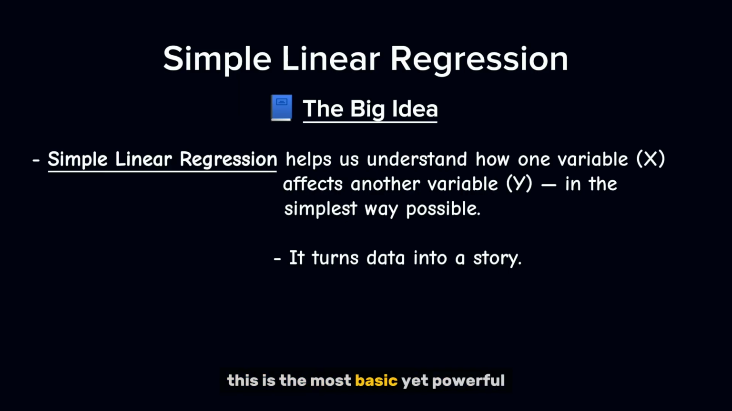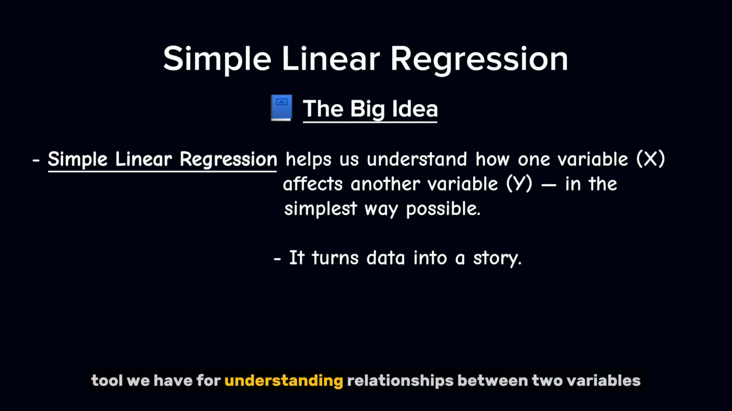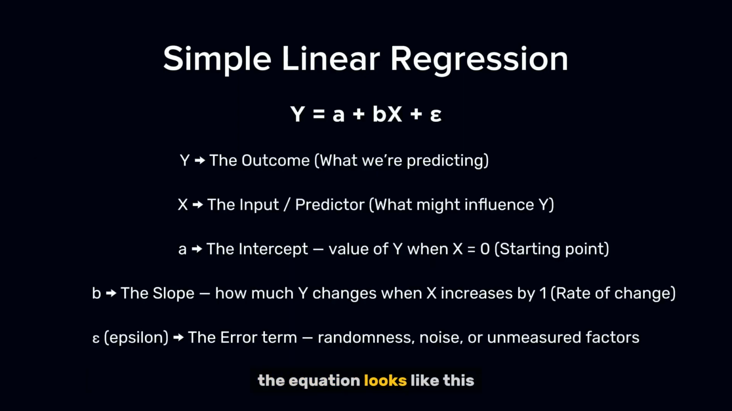This is the most basic yet powerful tool we have for understanding relationships between two variables. The equation looks like this: Y equals A plus BX plus epsilon. It might look intimidating at first, but let's break it down in plain English. Y is the outcome, the thing we're trying to predict or explain. X is the input, the factor we believe affects Y.